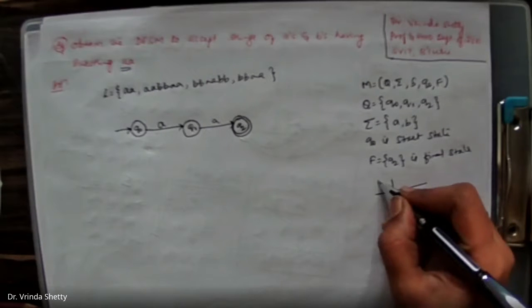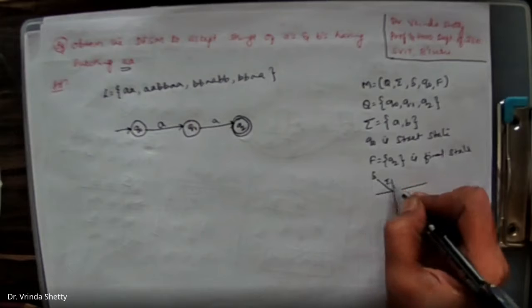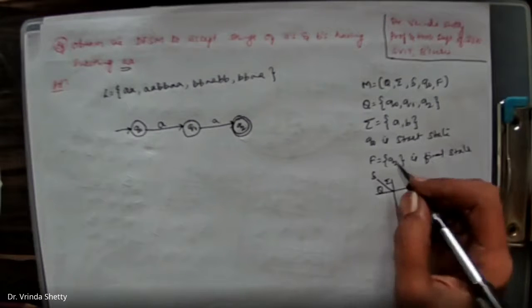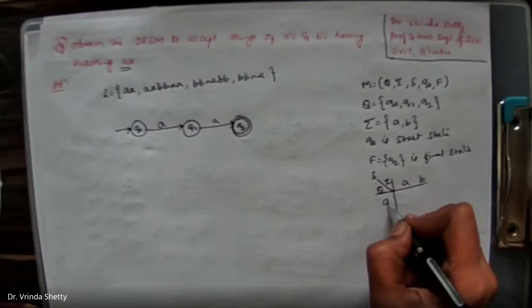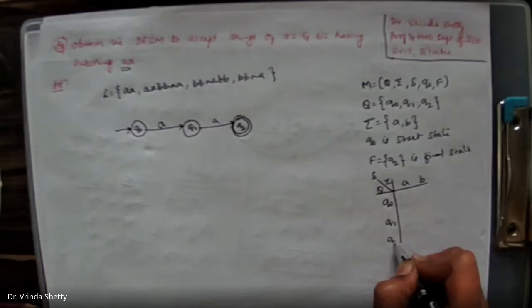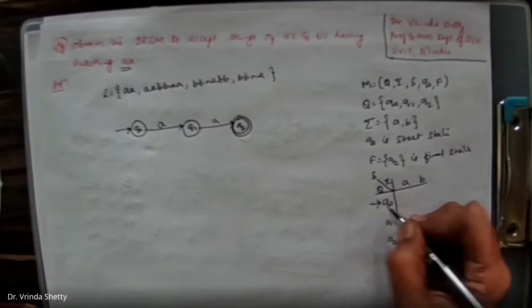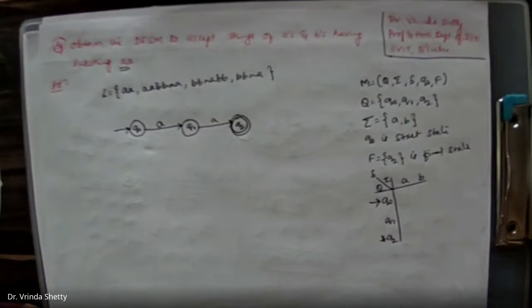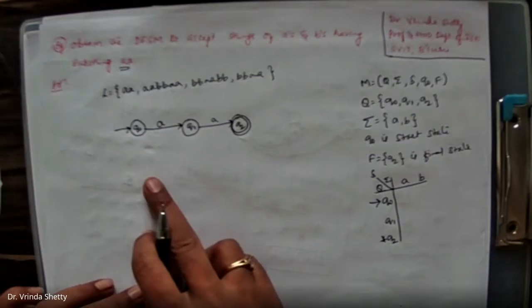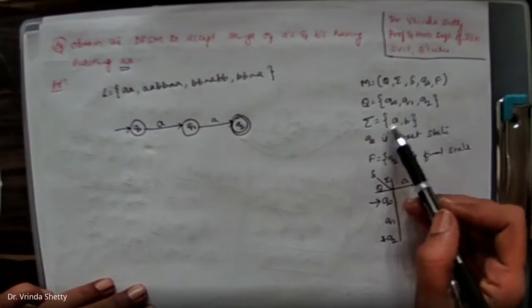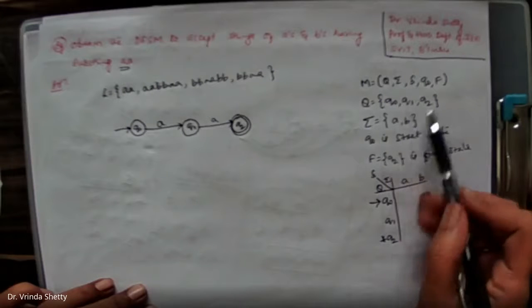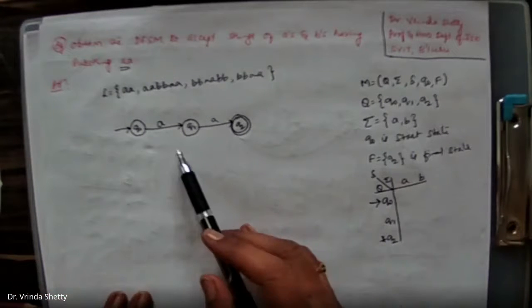Transitions are represented in the form of a table, which is called the transition table. Input alphabets are A, B. States are Q naught, Q1, Q2. Q naught is the start state, and Q2 is the final state. According to the construction of a DFSM, from each state on each input, it should go to one and only one state. So we need Q naught on A, Q naught on B, Q1 on A, Q1 on B, Q2 on A, Q2 on B. We need to make all the transitions.